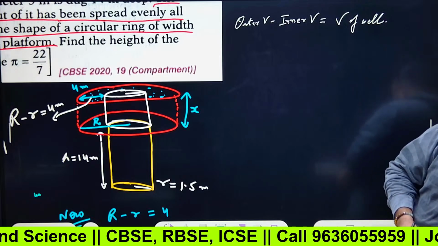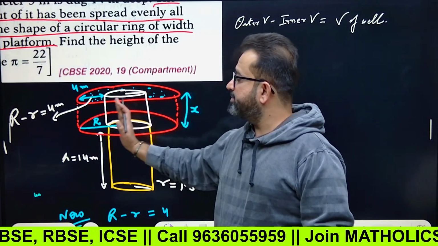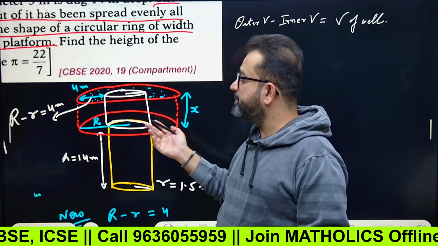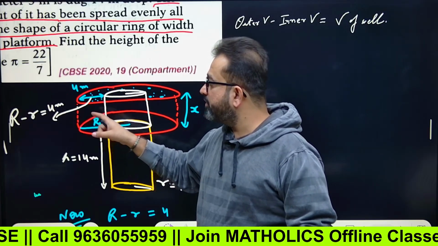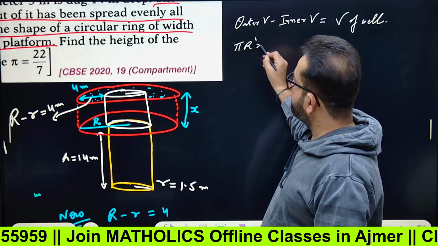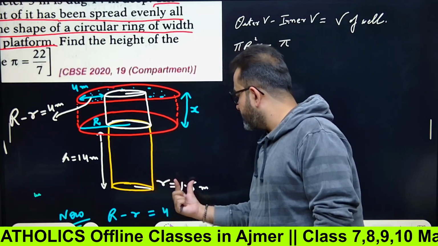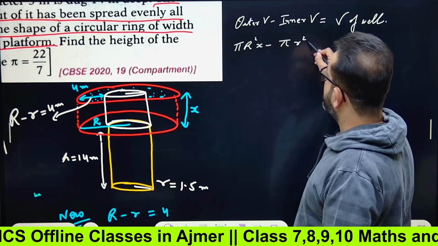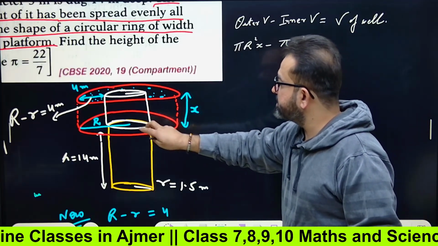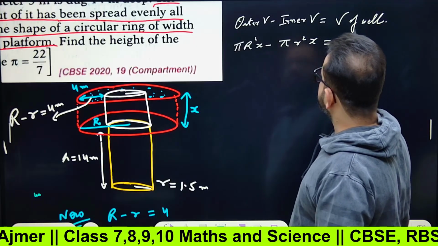Now see. Outer volume of this embankment will be, obviously, pi r square h, but pi capital R square and h will be this x. So pi capital R square x minus pi small r square x, and obviously this radius is small r. That equals the volume of the well.